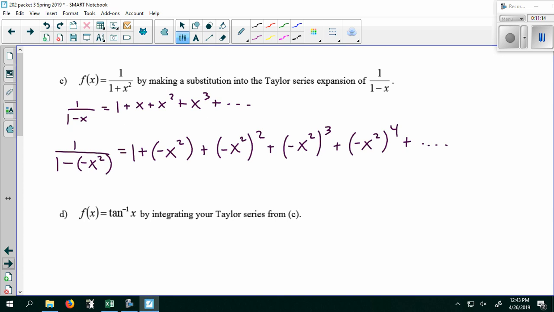All right, and now I'm going to simplify a little bit. This becomes negative x squared. And then negative x squared, squared becomes positive x to the fourth. Negative x squared cubed, that's negative x squared times negative x squared times negative x squared, which is negative x to the sixth. And then negative x squared to the fourth, that's an even exponent, so it becomes positive x to the eighth, minus dot, dot, dot.